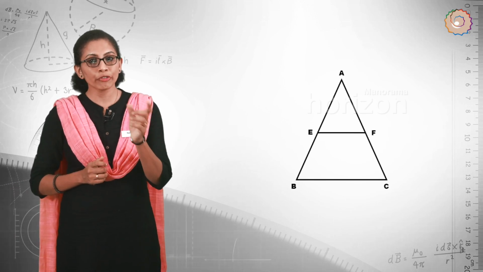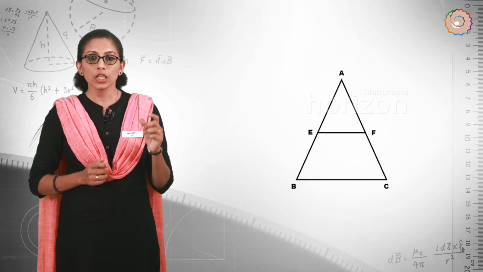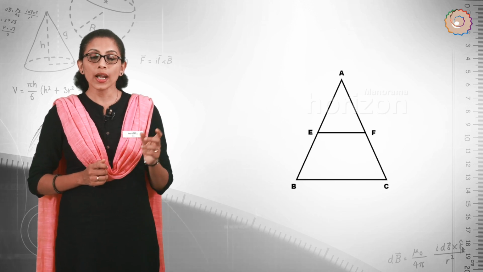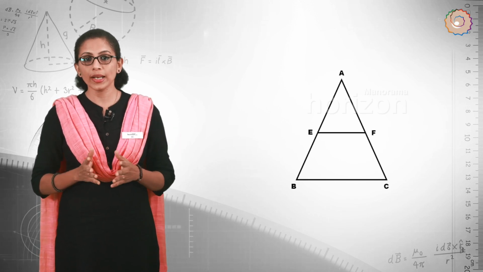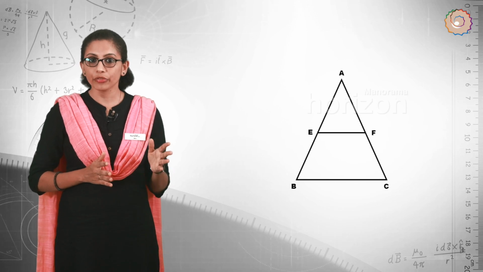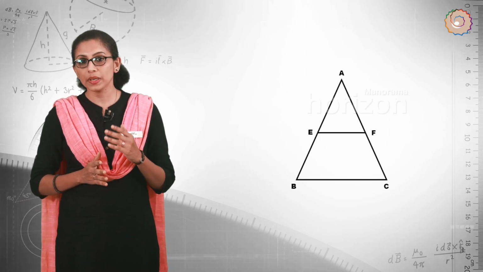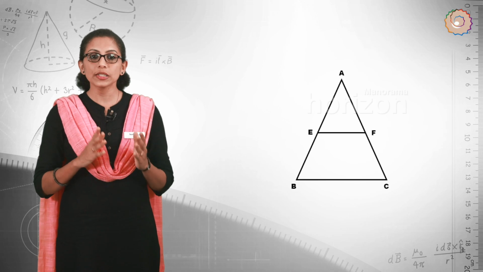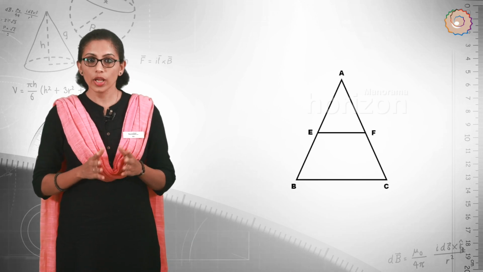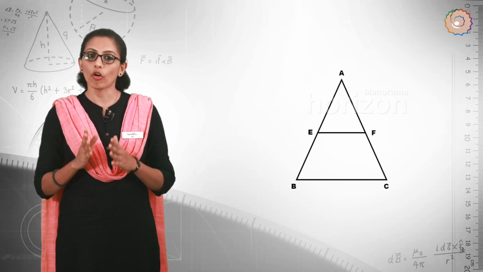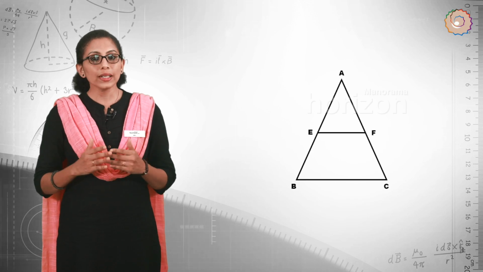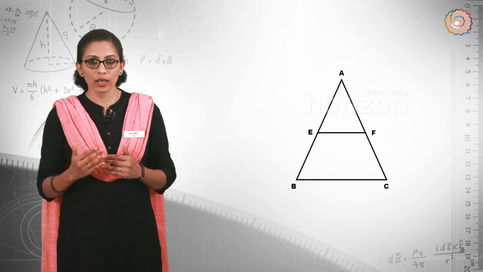Join the points E and F. Now measure EF and BC. Measure angle AEF and angle ABC. You will find that angle AEF is equal to angle ABC. So, EF is parallel to BC. Also, EF is equal to half of BC. Repeat this activity with some more triangles.